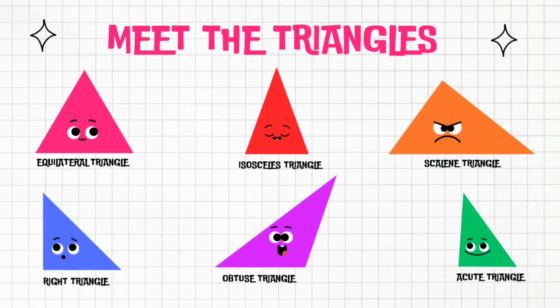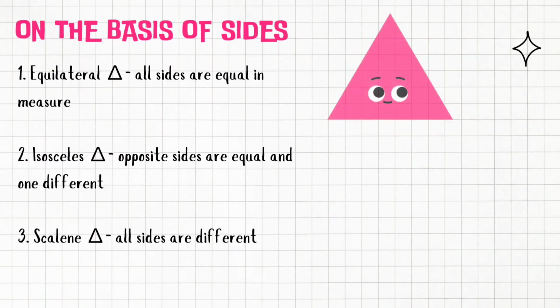Triangles can be classified into two categories. First, on the basis of their sides, like equilateral triangle, isosceles triangle, and scalene triangle. Second, on the basis of its angles, right angle triangle, obtuse angled triangle, and acute angle triangle.